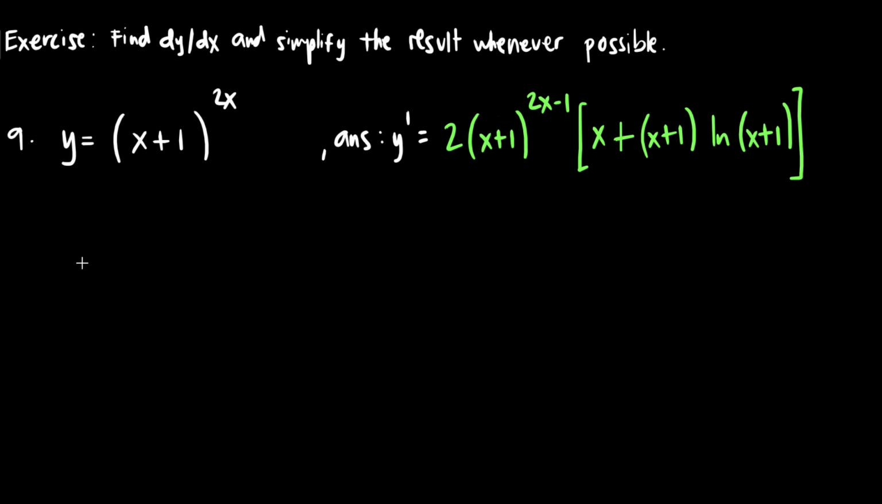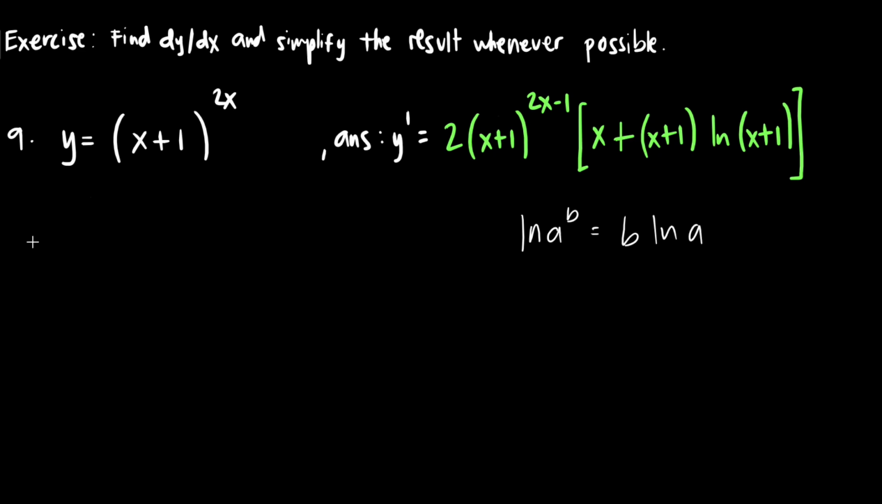So let's proceed to number 9. Find dy over dx and simplify the result whenever possible. For number 9, y is equal to (x + 1) raised to the power of 2x. Take note of this rule: ln of a raised to the power of b is equal to b ln a. So take note of that one.